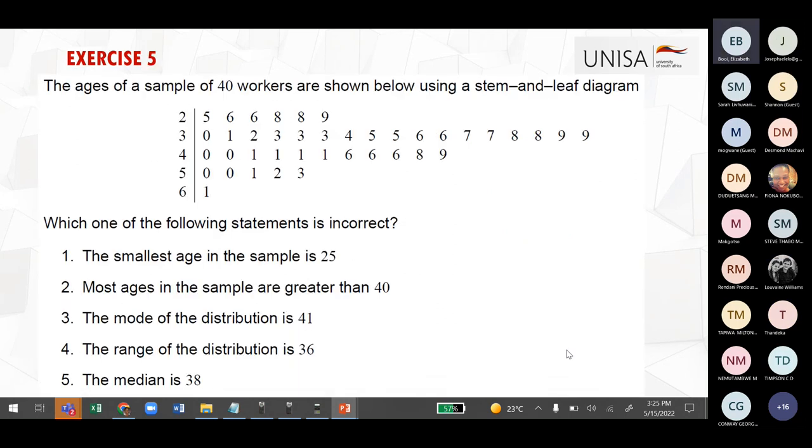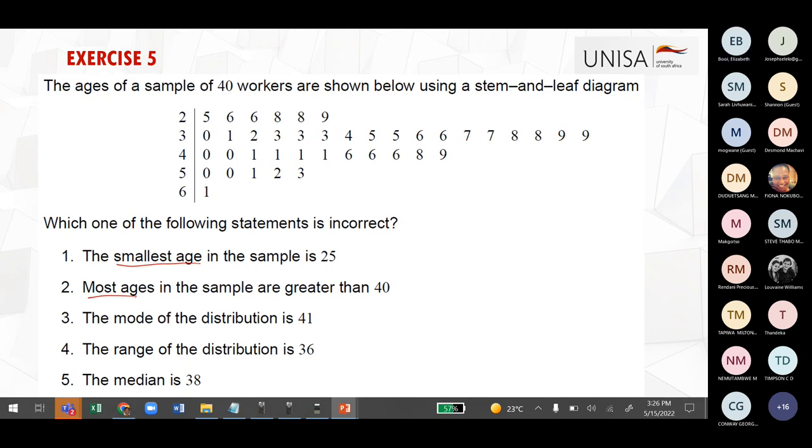Exercise 5. The ages of a sample of 40 workers are shown below on a stem and leaf plot. Now, this is a stem and leaf plot. We discussed this as part of study unit 2. So, which one of the following statements is incorrect? The first one, they're asking, what is the smallest age? Sorry, what is the most age?